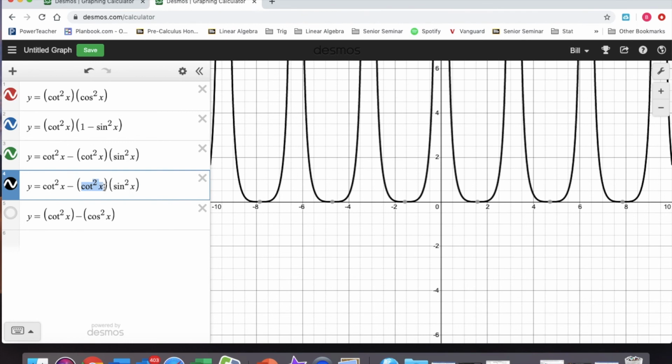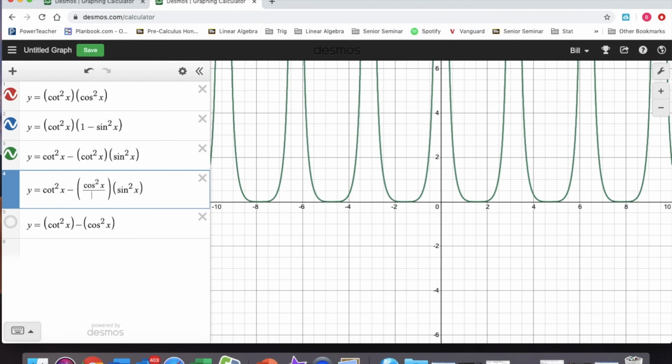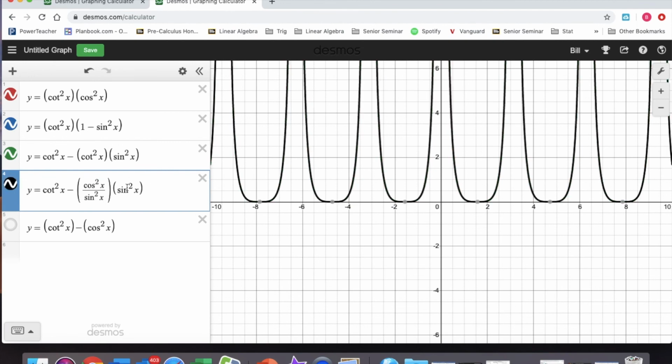And I'll just think, well, what do I know about cotan squared? Cotan squared is a ratio itself. It's cosine divided by sine. So let me rewrite it that way. Cosine squared of x divided by sine squared of x. Just like that. And now I can see that the sine squared that's in the numerator here and the sine squared that's in the denominator there will cancel out, leaving me cosine squared, and the identity is established.